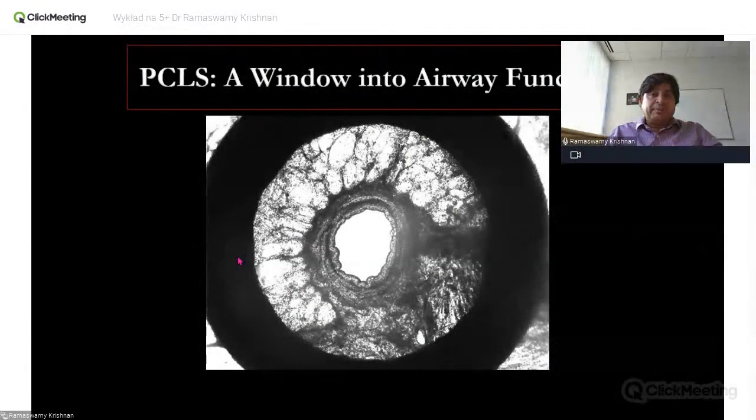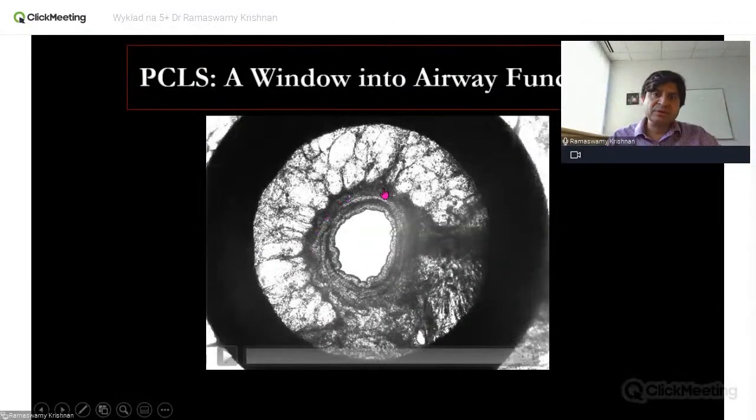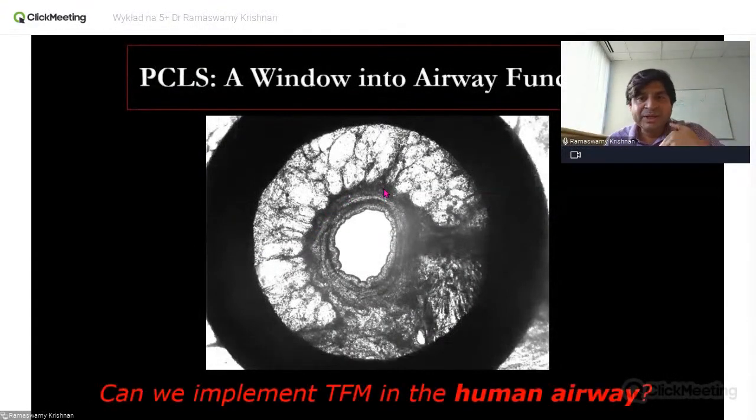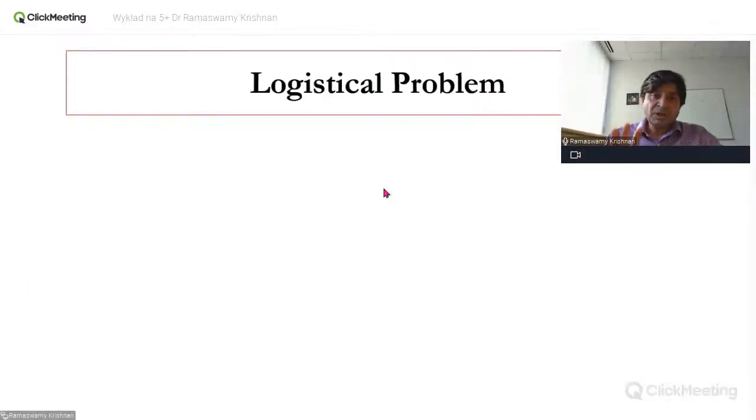So that's everything about cultured cells at the moment. As these assays were being built and developed, we wondered, can we use these measurements, or can we translate these measurements to the airway smooth muscle that's in the intact airway of the human lung slice? So can we implement them directly in the human airway setting? But first, there was a logistical problem.